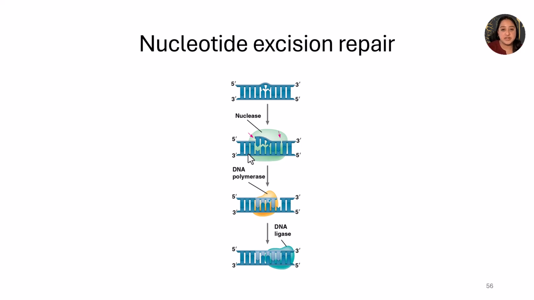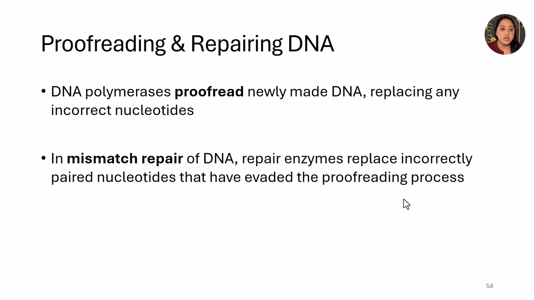cut out that whole stretch, and then you can be sure you're fixing everything. So a nuclease will cut that out, and then DNA polymerase will come in and fix it and replace it with the correct nucleotides. And then DNA ligase will again combine it and link it all together. So those are basically the three mechanisms of DNA repair.